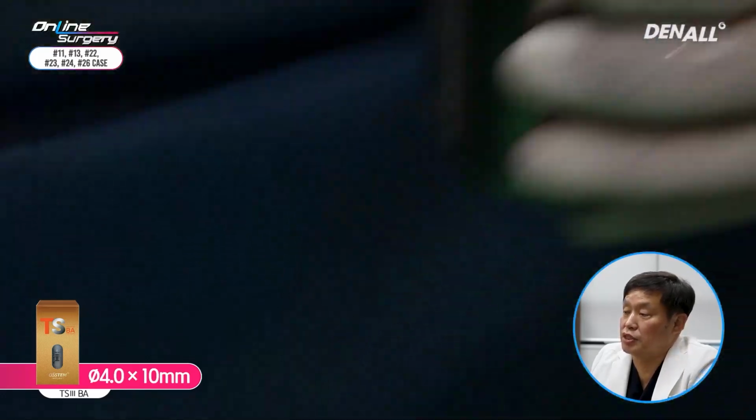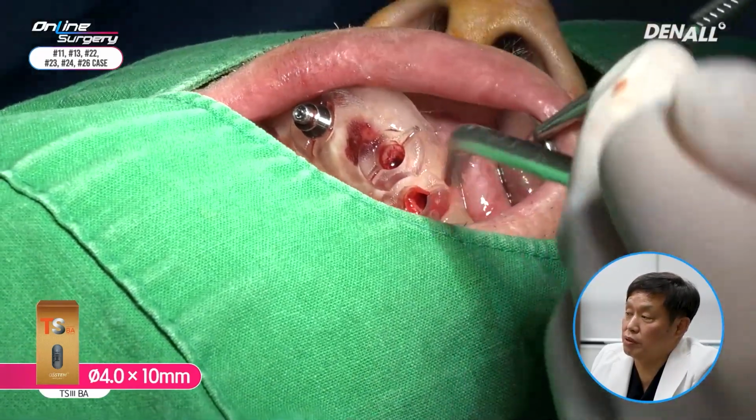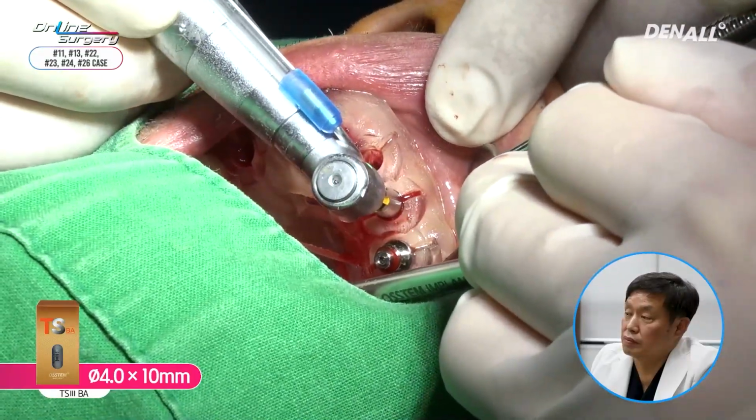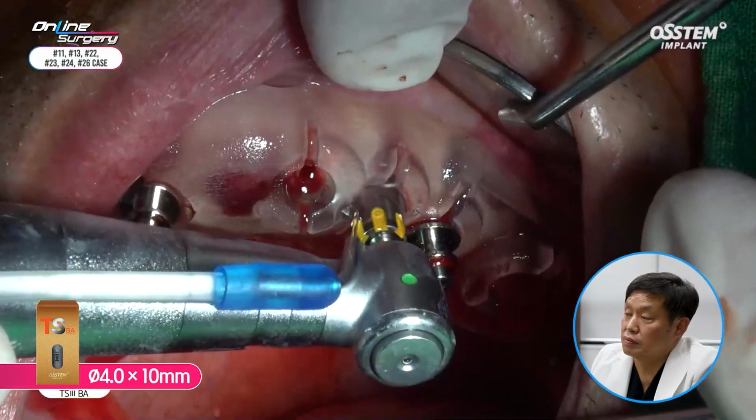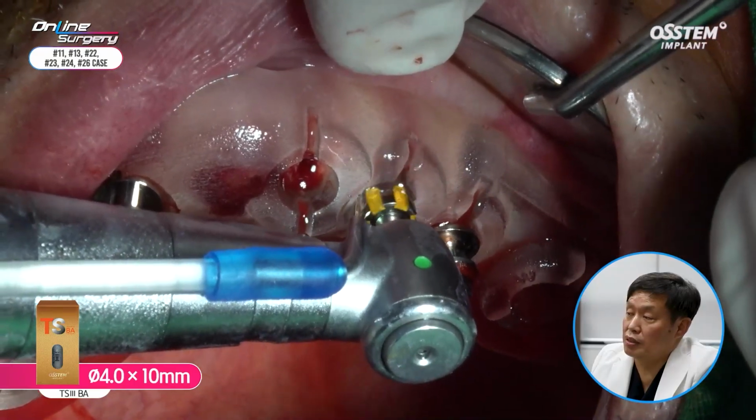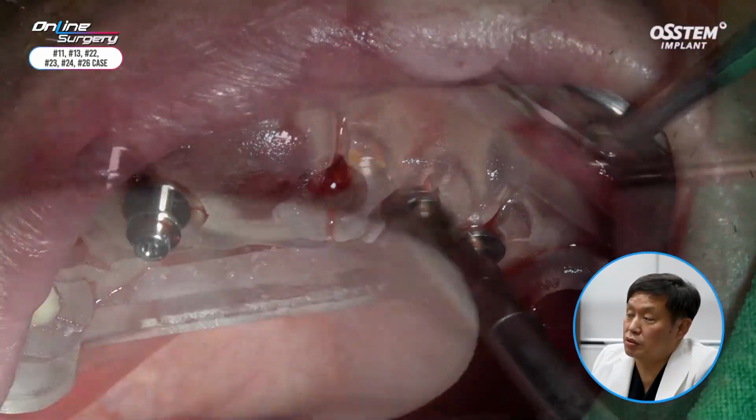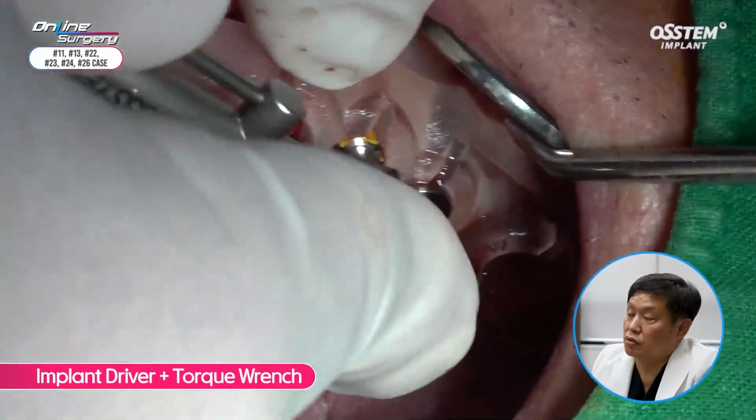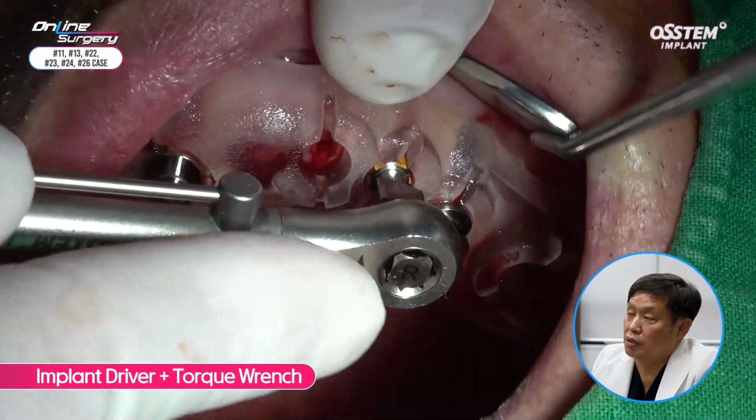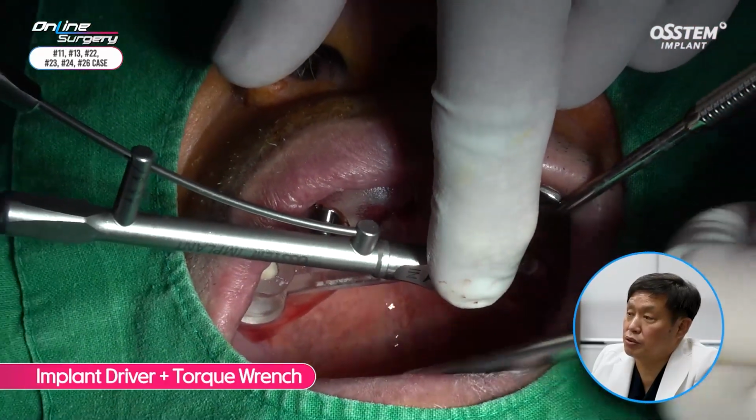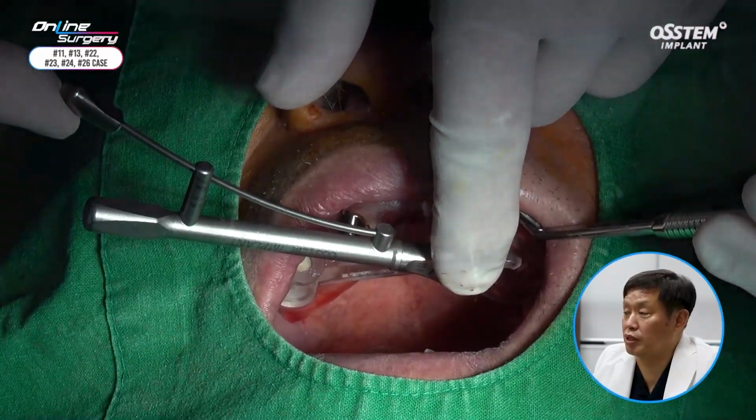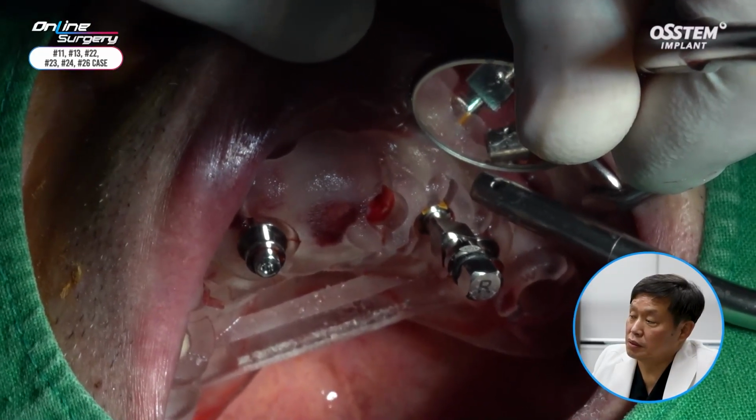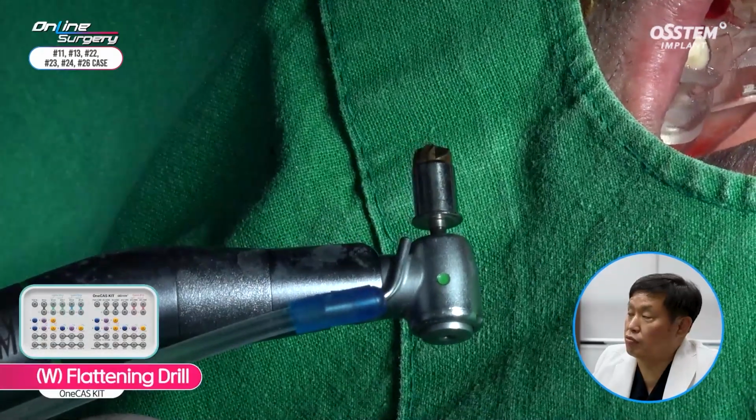A TS3 BA surface, 4.0 by 10 millimeter implant was placed. In the canine area, the implant was placed about 80% using the engine. The implant driver and torque wrench were used to adjust the depth and hex position. It's over 30 Newton centimeters. That was how number 23 was completed.